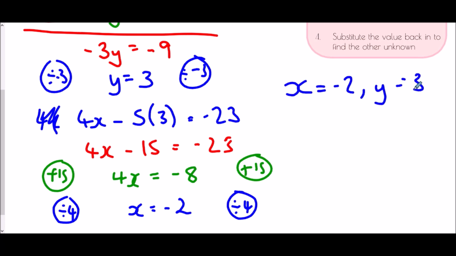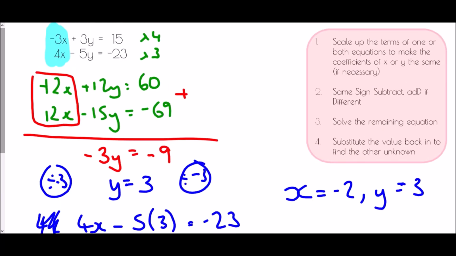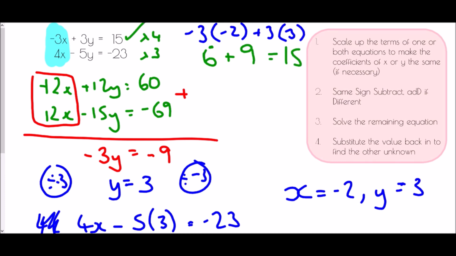y equals 3, but again, just to be sure, I'm going to check it in the other equation. So that's negative 3 brackets negative 2 plus 3 brackets 3. Negative 3 times negative 2 is positive 6 plus 3 times 3, which is 9. 6 plus 9 is 15. That is exactly what I was hoping for. So x equals minus 2 and y equals 3 is the correct answer.